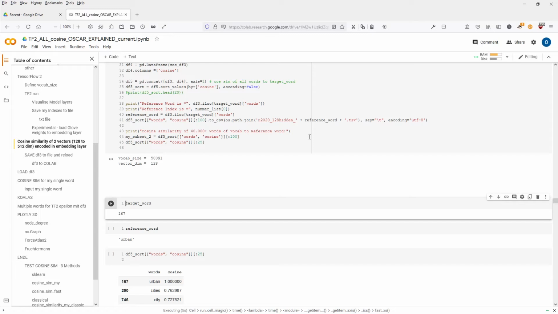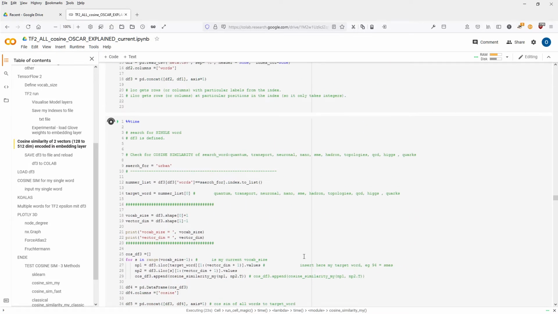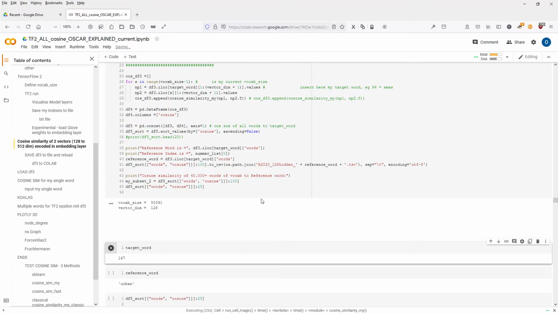So I say, hey, calculate now around urban the epsilon vicinity, the epsilon environment, around the 128-dimensional coordinates of the point cloud for the word, for the point urban, and give me back the results. So this takes some time, since it has to run through all of the 50,000 words and check.